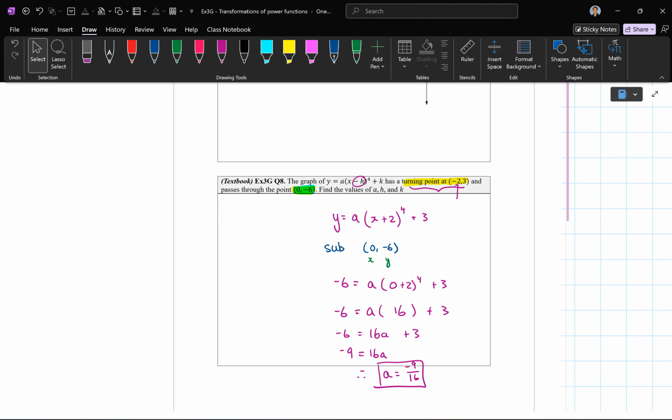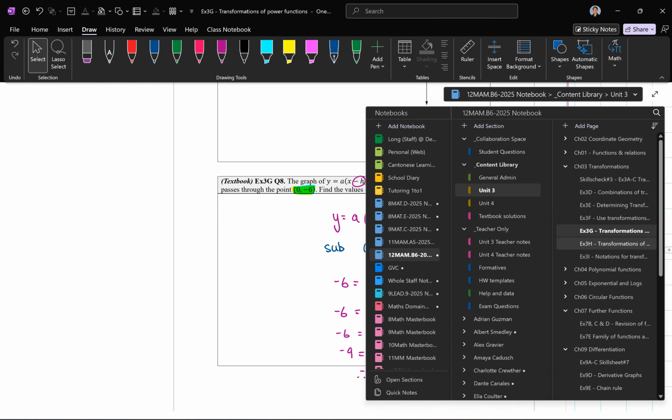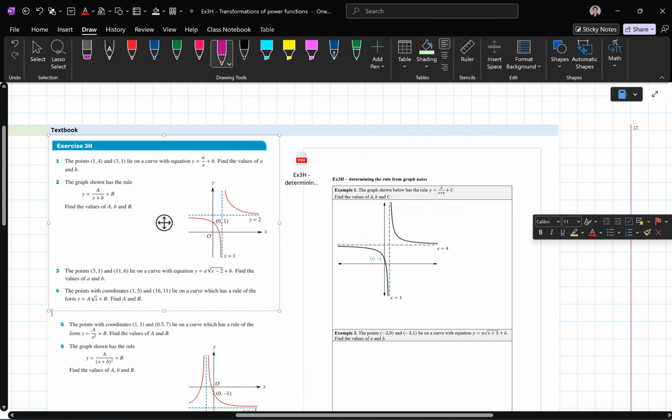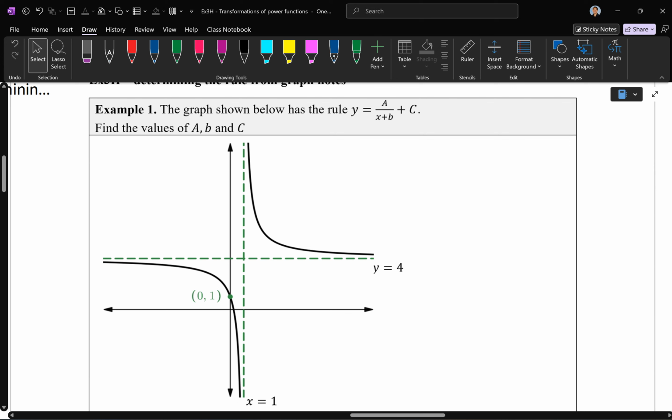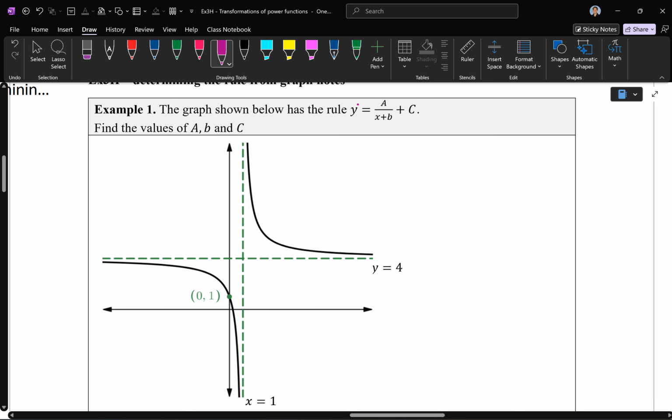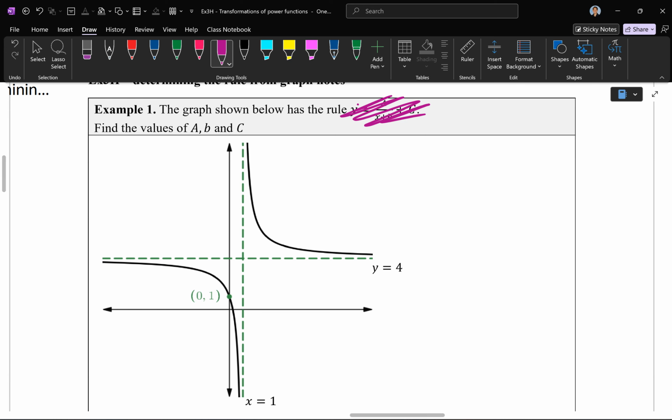Flip to the next one. You should have exercise 3H now. Let's have a look at 3H. 3H should look something like this. Normally, when you get in the exam, they don't give you this. But they will tell you it's a rectangular hyperbola. And then you have to figure out the equation. Okay? So, your textbooks give you a sort of guidance. They actually give you the equation. So they give you, and clearly it's a rectangular hyperbola.